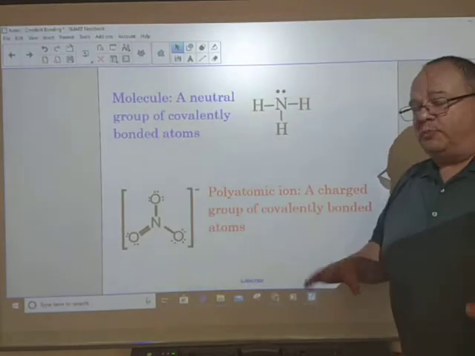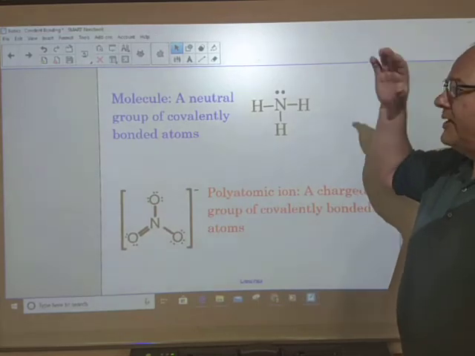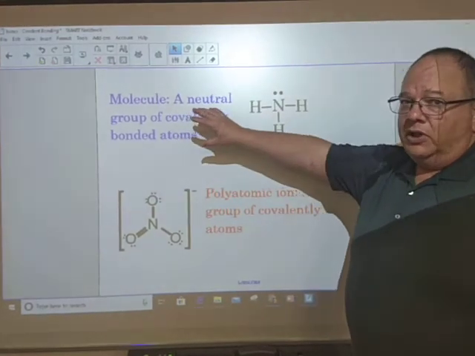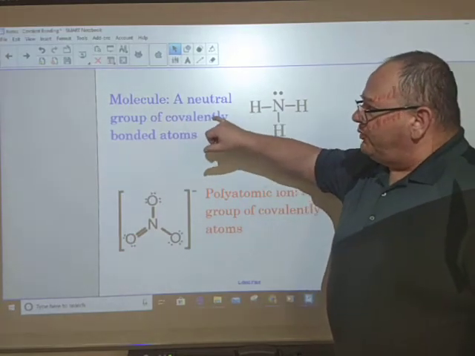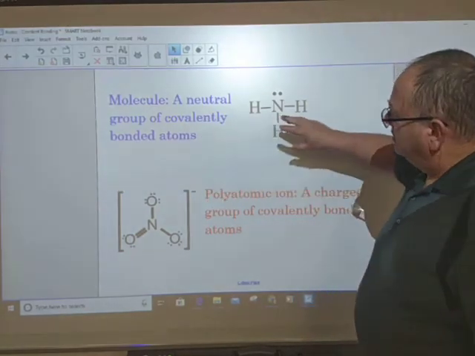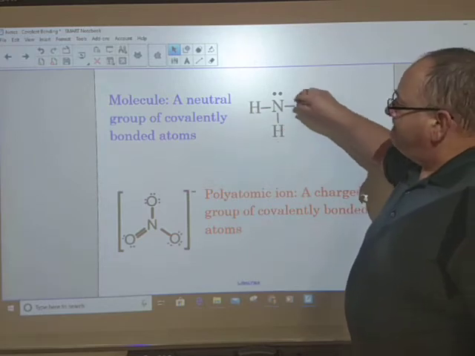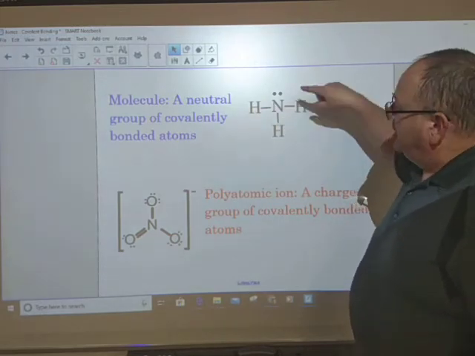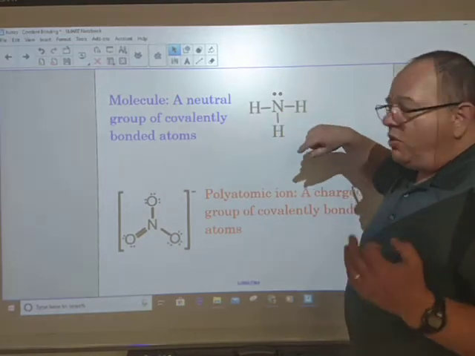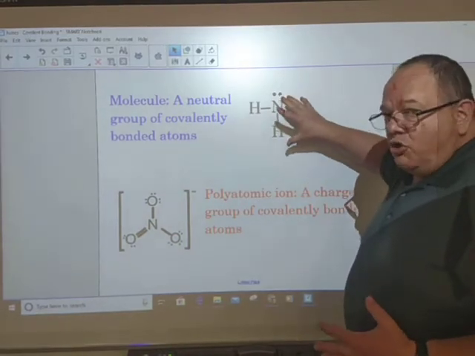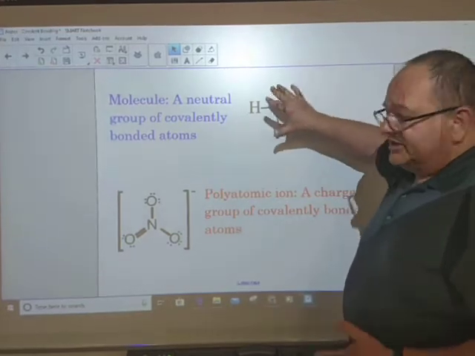I'm going to just finish up with these two terms to hit one more time. I've been using this word molecule a lot, so you can see that that's a kind of a key point. A neutral group of covalently bonded atoms. Here's 4 atoms bonded together. The nitrogen brought with it 5 valence electrons. Each hydrogen brought 1. That's 8 valence electrons. There's no extra, and it's not short. It's a neutral group.